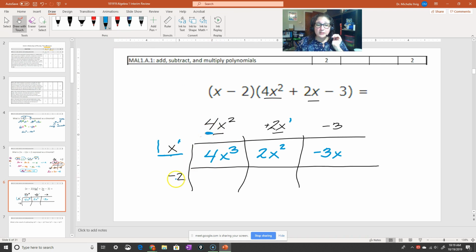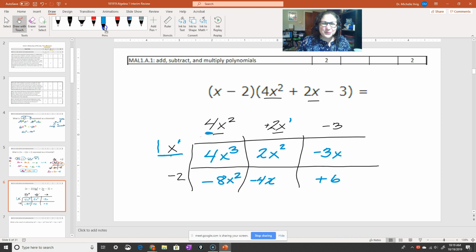Then I look at my next line. I've got 4 times -2, which gives me -8. And that x squared just hangs out because there's no other x's to multiply. I just got to bring that baby down. Positive 2 times -2 is going to give me -4. Bring that x down because x times nothing is still x, or technically x times 1. And then -3 times -2 gives me positive 6 because a negative times a negative is positive.